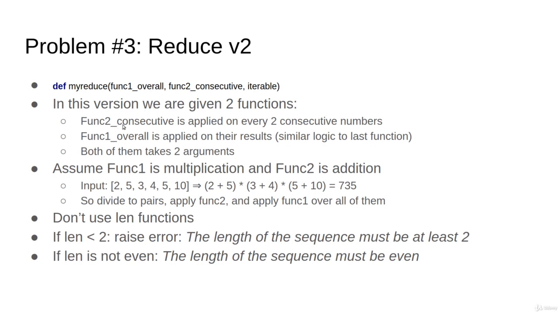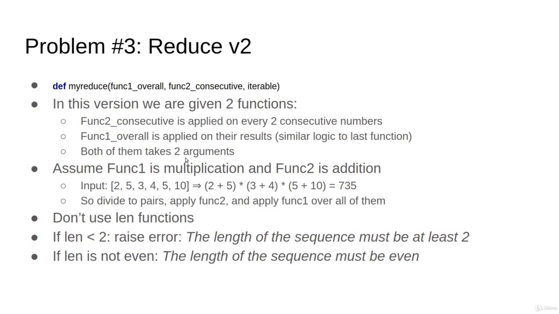The function 2 is applied on every consecutive pair. We will divide the input into pairs and apply function 2 on them. And the result of all of that, we will apply function 1 over all of them. Both function 2 and function 1 receive two arguments.